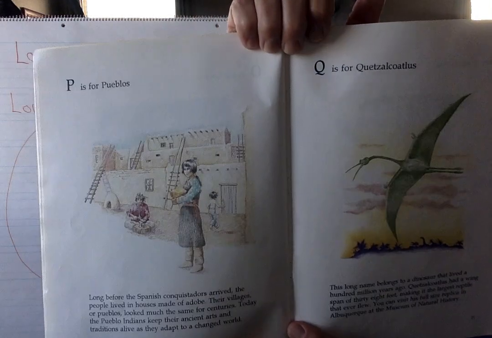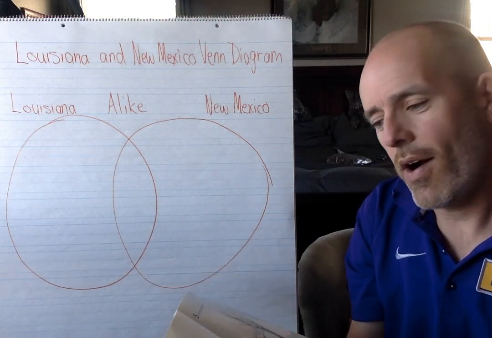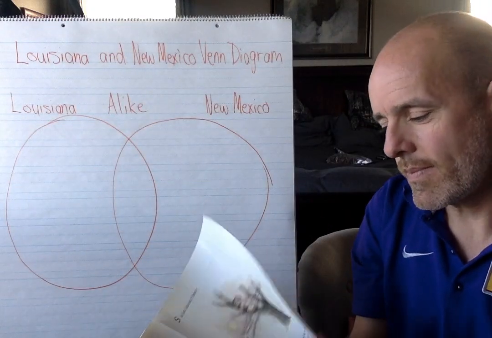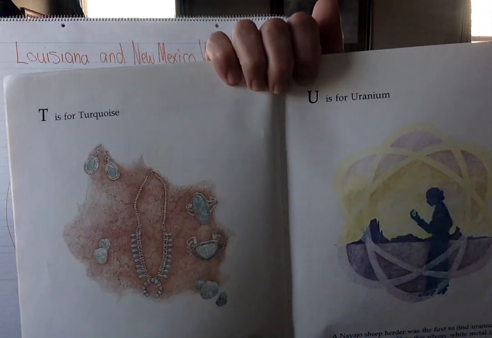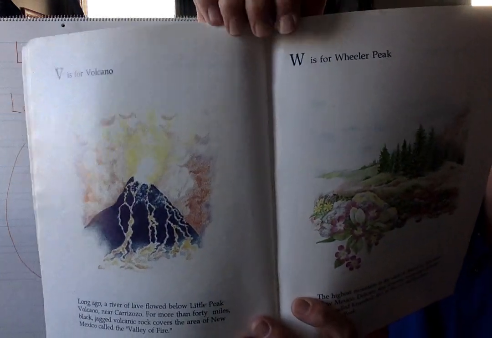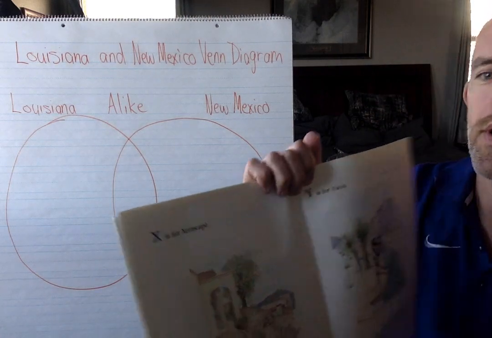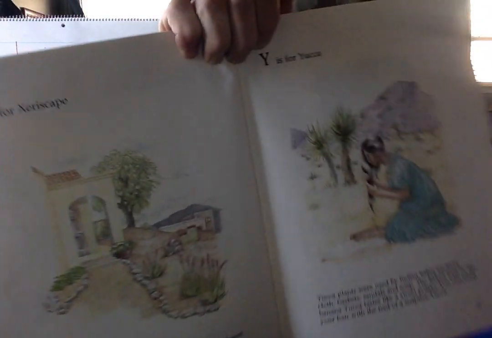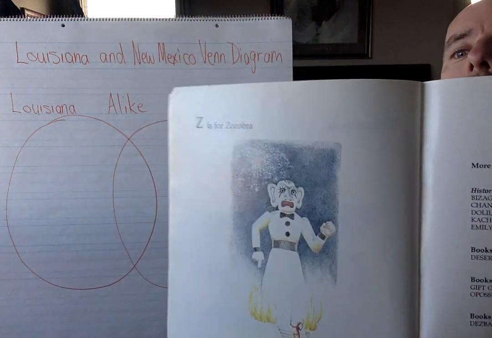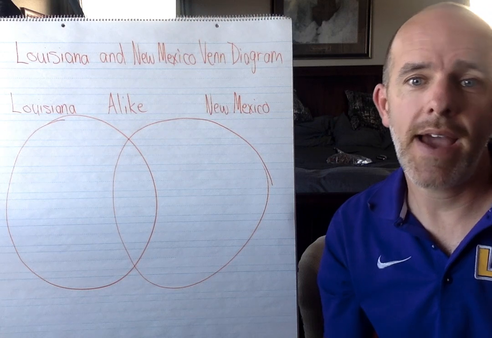P is for pueblos. Q is for that dinosaur name that I cannot pronounce. Maybe you can. I'm not going to even try. R is for roadrunner. S is for Smokey Bear. T is for turquoise, U is for uranium. V is for volcano, W is for Wheeler Peak. X is for Xeriscape, I believe. And Y is for yucca, our state flower. And the Z is for zozobra. Once again, I may be mispronouncing some of those words. And that's our book. Well, we learned some New Mexico facts in that for sure.